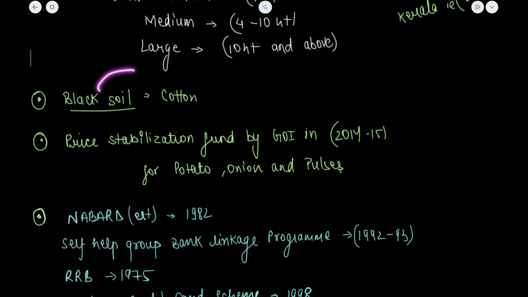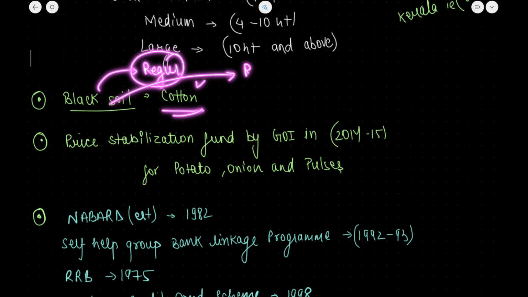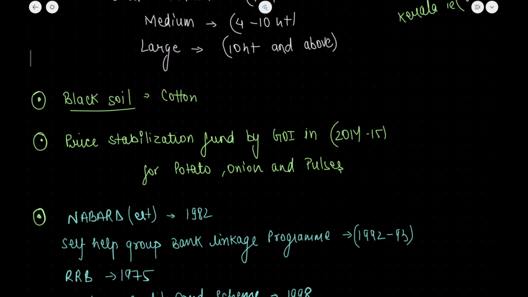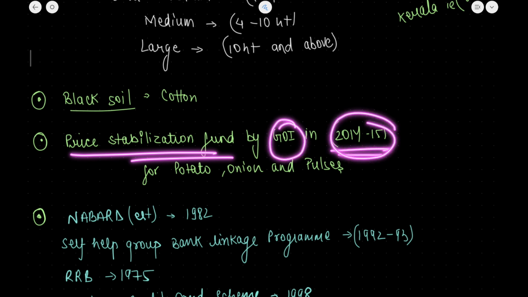Now, black soil, which is also known as Regur soil, is well known for growth of cotton. Also, this black soil retains moisture. Also, when the black soil dries, it cracks up. It cracks wide open. Okay, now this type of soil is also known as Regur soil and it is ideal for growing cotton. Now, the price stabilization fund was introduced by the Government of India in 2014-15 for potato, onion and pulses.